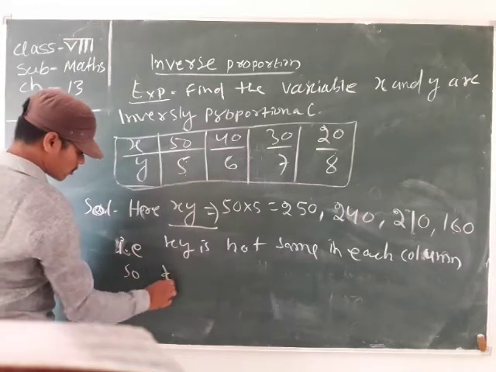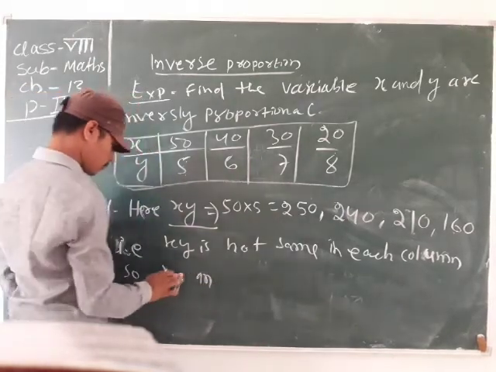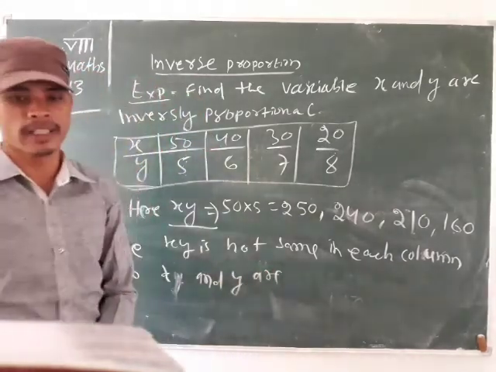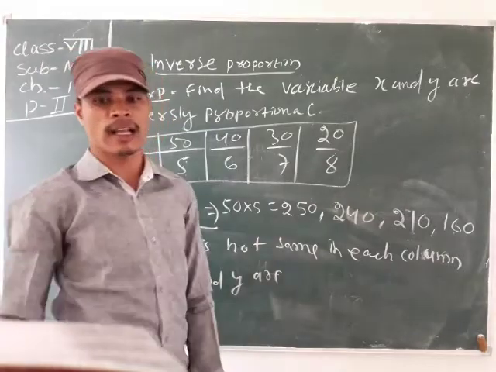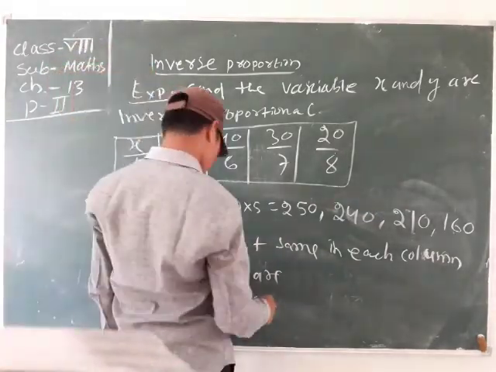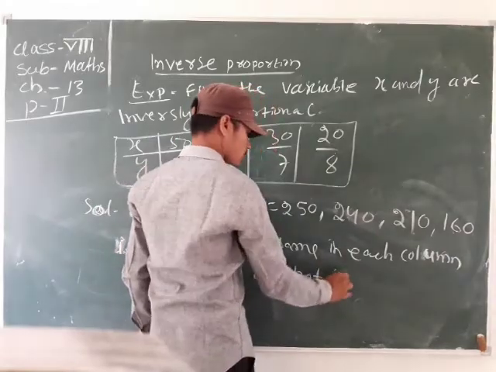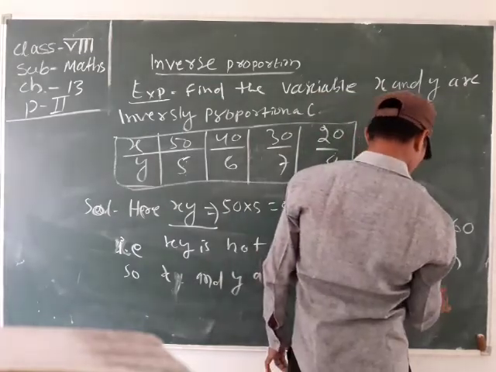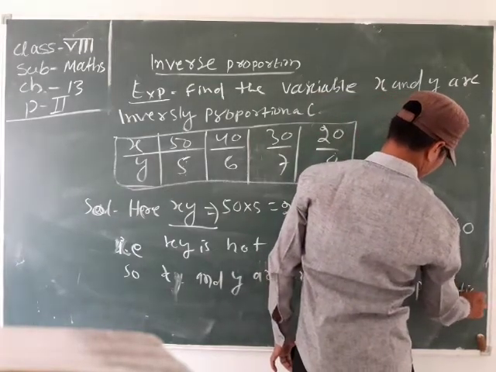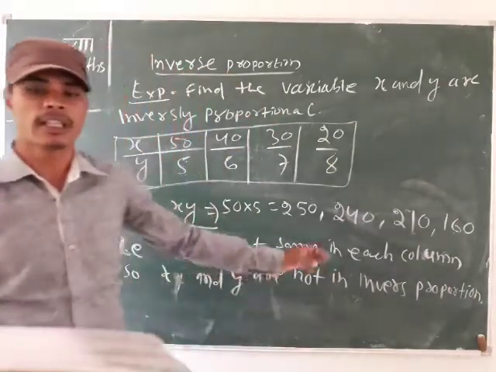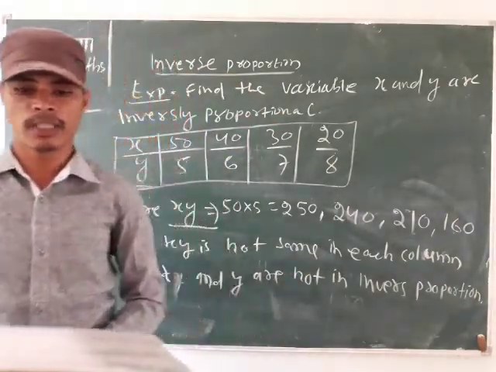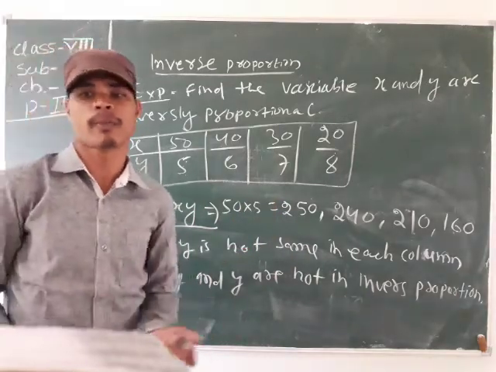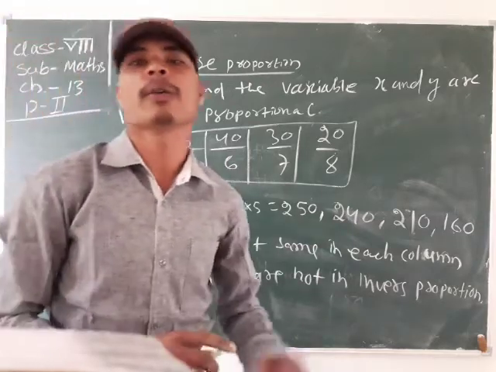So x and y are not in inverse proportion. That means, because if they were the same, then it should be inverse proportion. So you know clearly about it. If each product is equal, then that is inverse proportion. Now we will take another example and see how we can find the fill in the blanks.